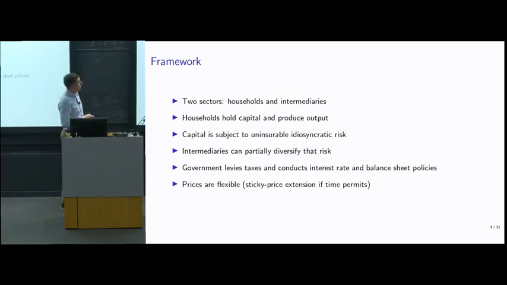And then there are going to be intermediaries, which you could think of also as experts, but the reason why I call them intermediaries is because they're not going to be there to produce output more efficiently, but their job would be in diversifying away this idiosyncratic risk. So I think of some kind of financial intermediation technology that allows you to diversify the individual risks of all the households once you collect them and put them together.